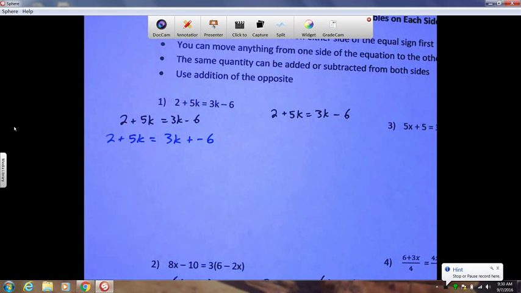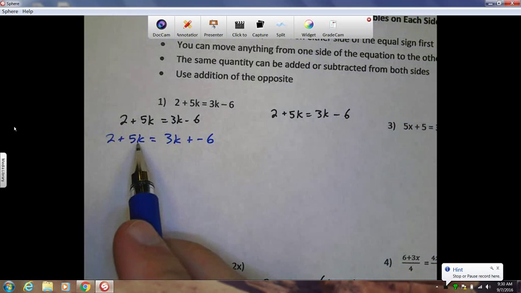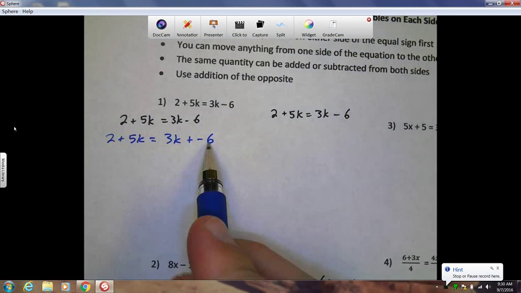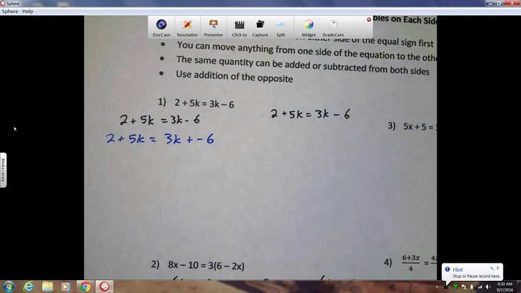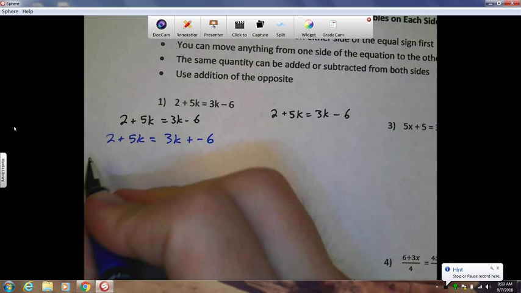Now, when we start to solve this, it doesn't matter if you solve the k first or the numbers. You can do it either way, but because I always said leave the variable to last, I'm going to deal with the numbers first. So what I'm going to do is subtract 2 on both sides.